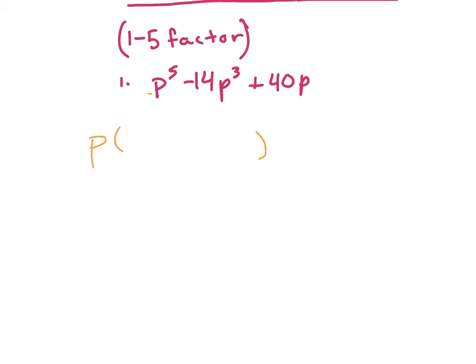After we take out the p, p to the 4th minus 14p squared plus 40. Awesome. P to the 4th minus 14p squared plus 40. What should we do next?